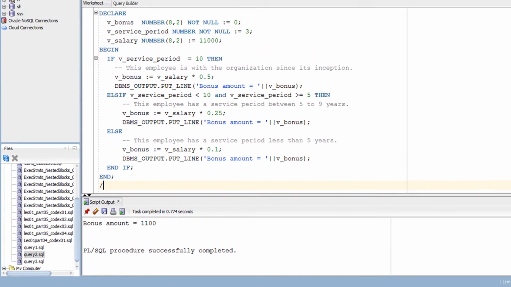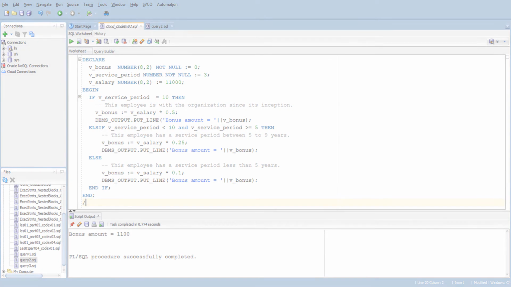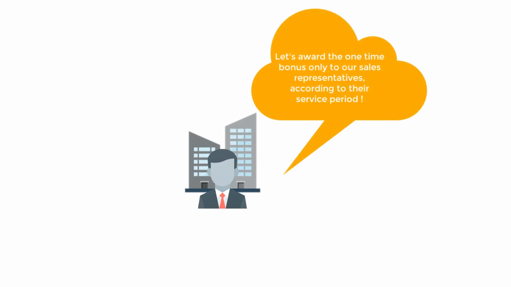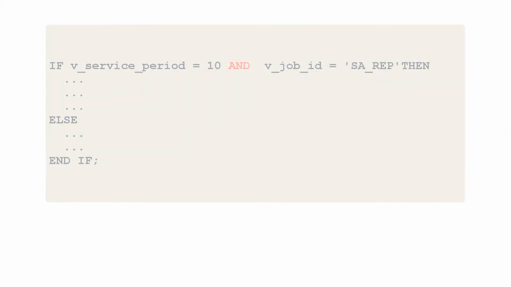Until now, we only examined a case where the bonus is decided based on a single criterion, that is, the employee's service period. Just assume that the organization wants to pay the one-time bonus only to sales representatives. Do we have to write separate if conditions to check the service period and the job title of the employee? No. You can relate multiple conditional expressions in an if statement through logical operators such as and, or, and not.